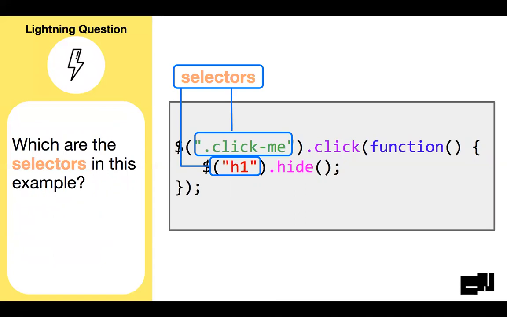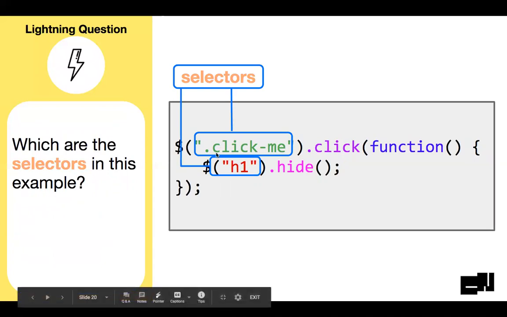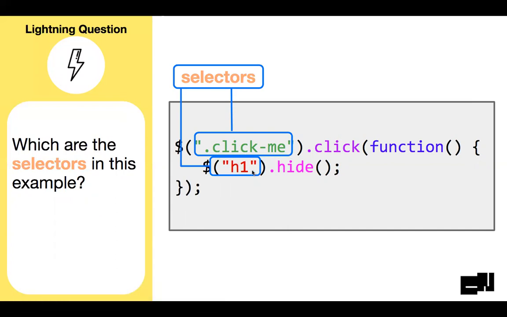Yes, the selectors are here on the first line. It's this element which has a class of .clickMe, and here on the second line, it is the h1 tag. So think to yourself, what is this code doing? What will happen when somebody clicks the HTML element with the class of clickMe? Exactly, when someone clicks that element, all H1s on the page are going to hide. So the selectors are what's taken from HTML. In this case, there's this element with the class of .clickMe. It could be a button, it could be a picture, it could be anything with that class, and the H1.